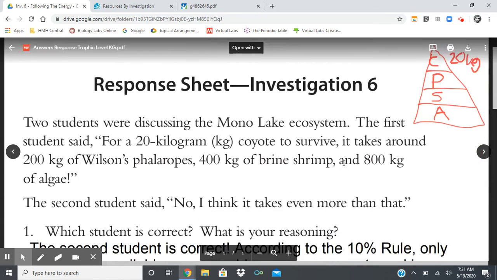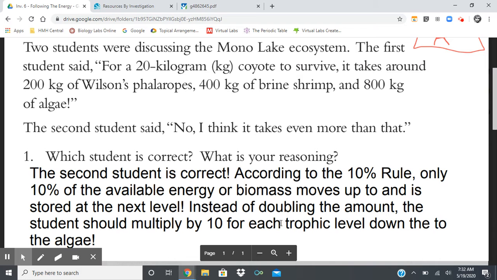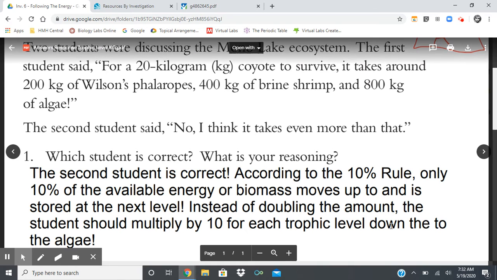So it's a really easy trick. This student essentially wanted to double the amount. They kind of had the right idea here. They said 200 kilograms, and what we're going to see is, hey, that's correct. But then all that student did was double the amounts here. And what you actually need to do, in order to figure out this 10%, is take the number you have and multiply it by 10 for each level going down to the algae.